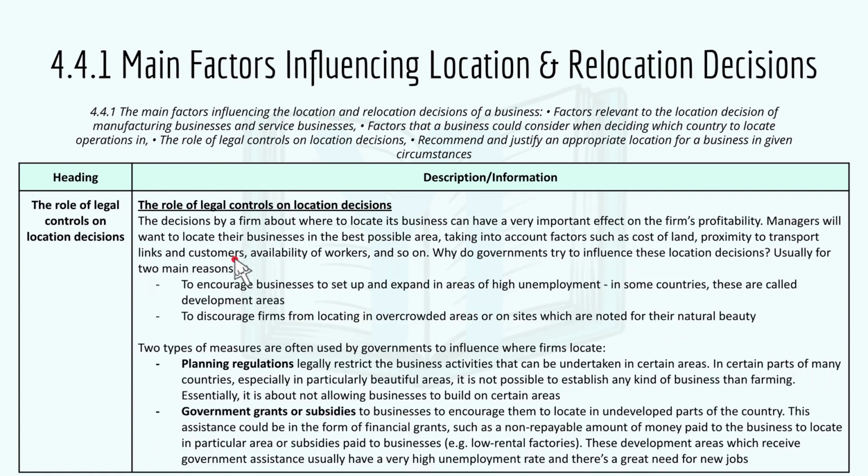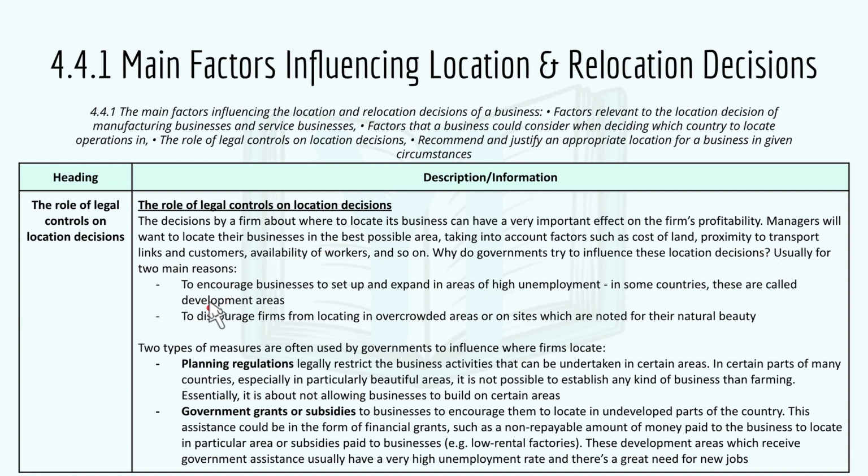Then we have the role of legal controls on location decisions. The decisions by a firm about where to locate its business can have a very important effect on the firm's profitability, and managers will want to locate their businesses in the best possible area, taking into account factors such as cost of land, proximity to transport links and customers, availability of workers, and so on. So why do governments try to influence these location decisions? It's usually for two main reasons.